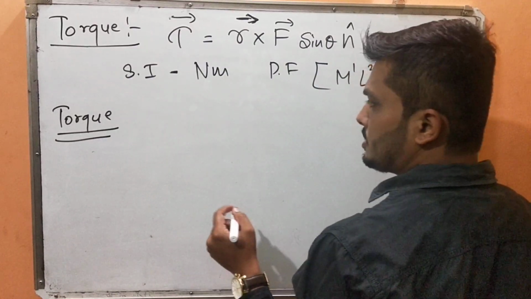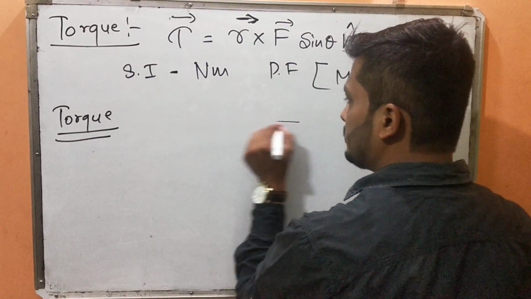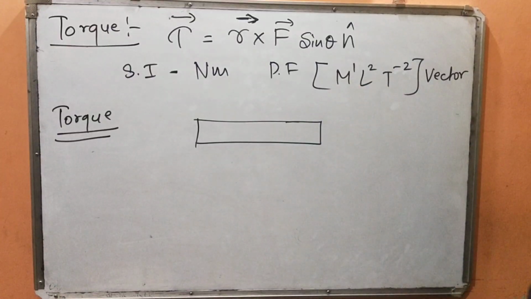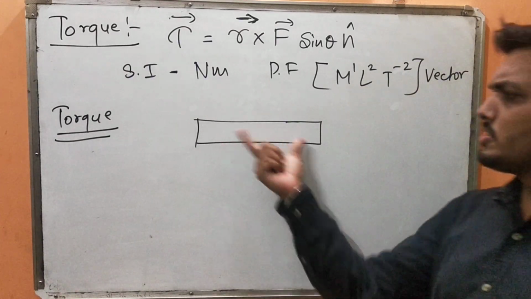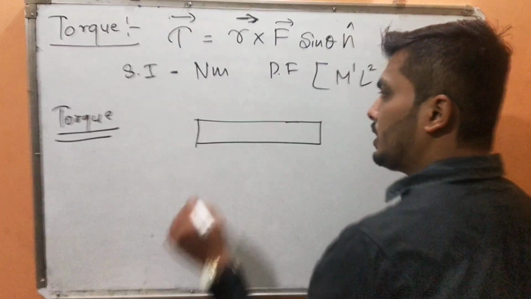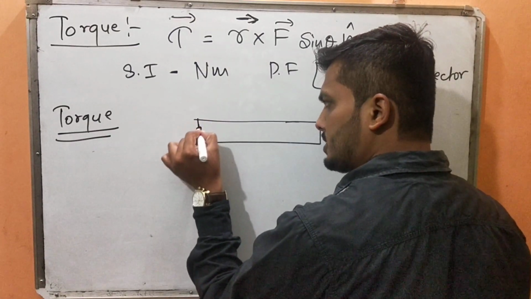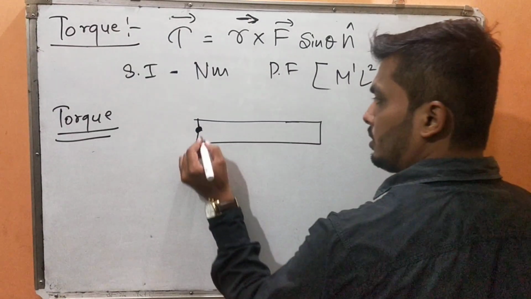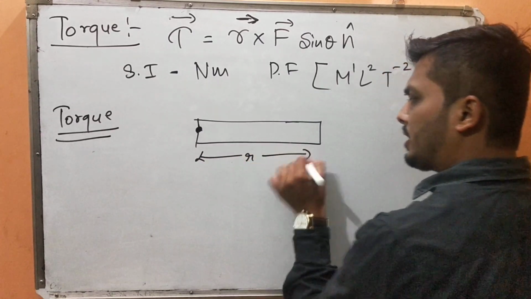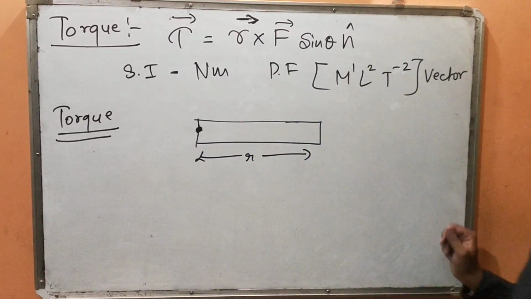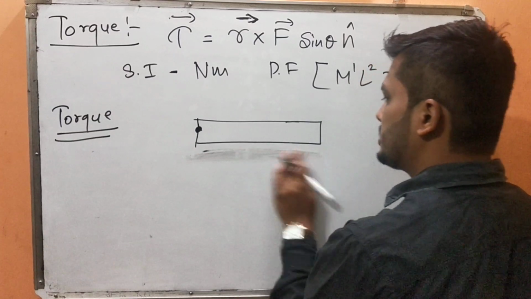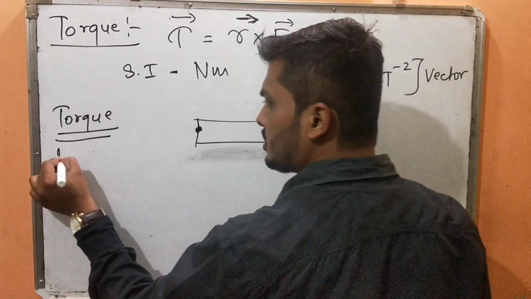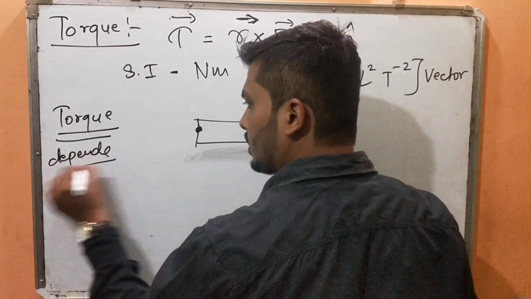For example, suppose there is a door which is to be opened. One end is pivoted, and let this distance be R. The distance is R here. Now when you apply the force, what does the torque depend upon? That we are going to study.